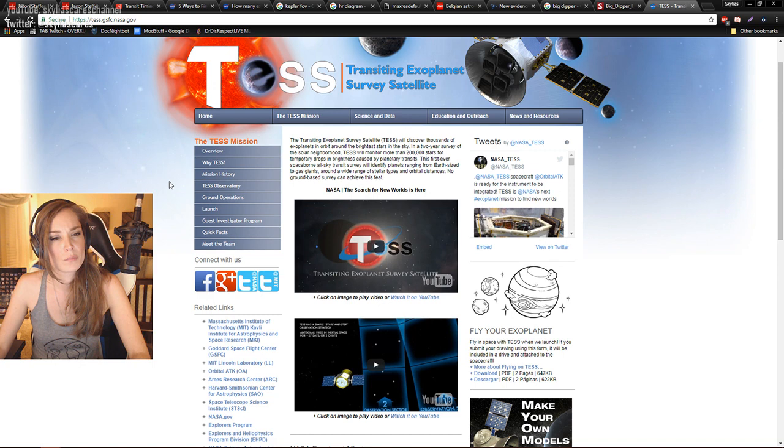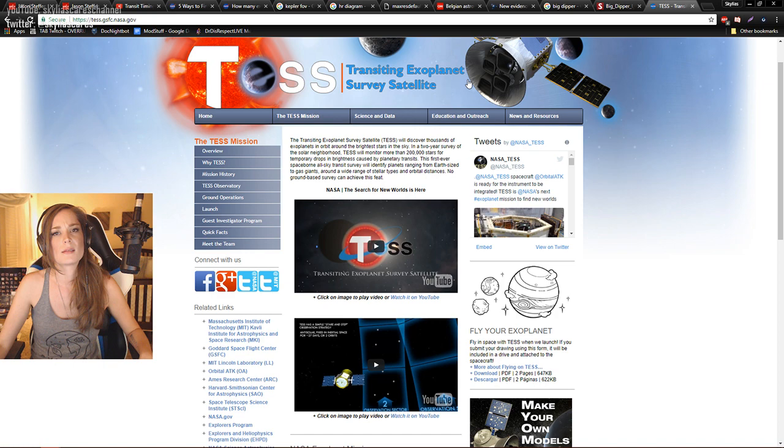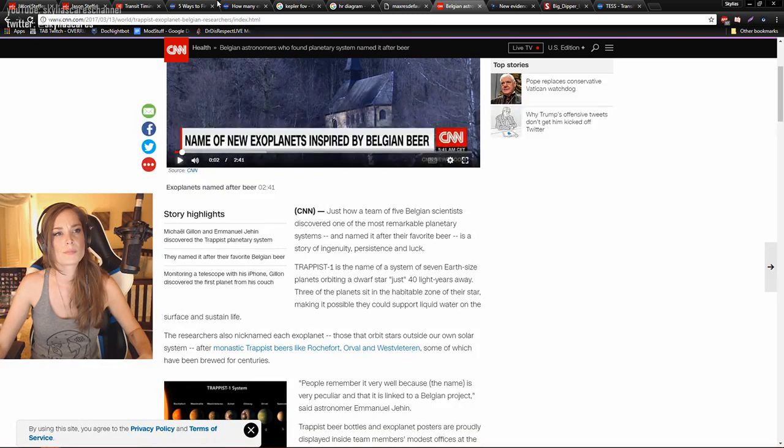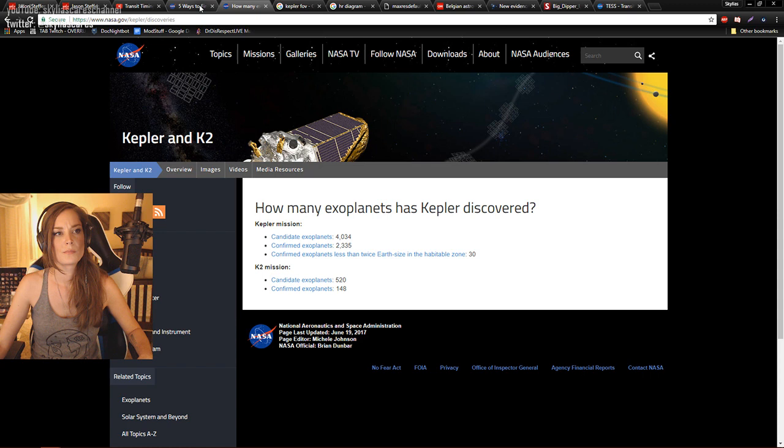It says that in a two-year survey of the solar neighborhood, TESS will monitor more than 200,000 stars for every drop in brightness, every time that light from the star is dimmed. That's crazy. And TESS's orbit, so we talked a little bit about orbits. Kepler orbits the sun, and not the Earth. TESS orbits the Earth because it's a lot less expensive to launch a vehicle in orbit around the Earth. But it orbits the Earth in a 2-to-1 mean motion resonance with the moon.